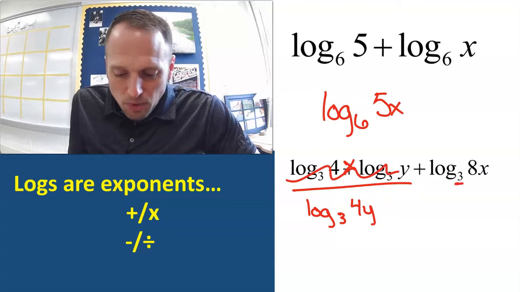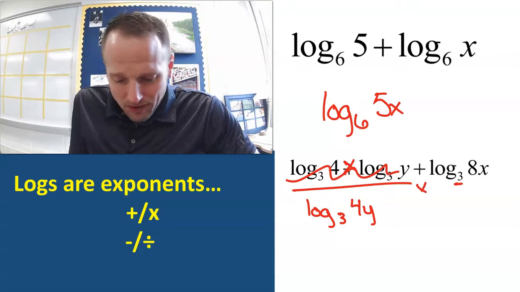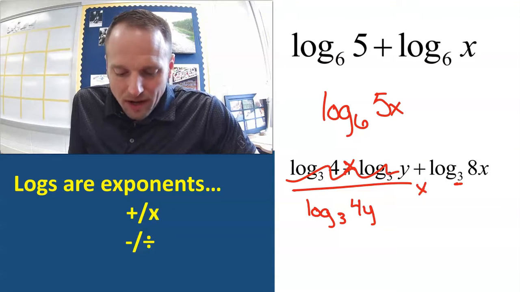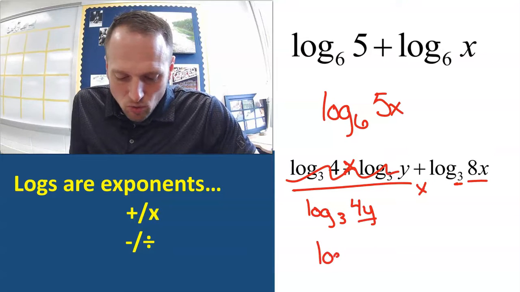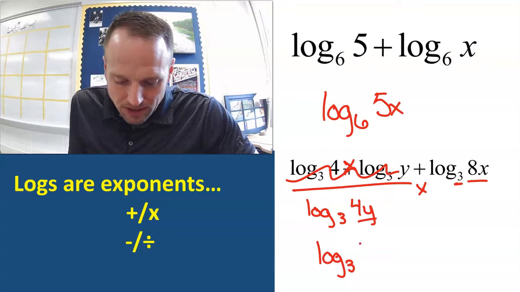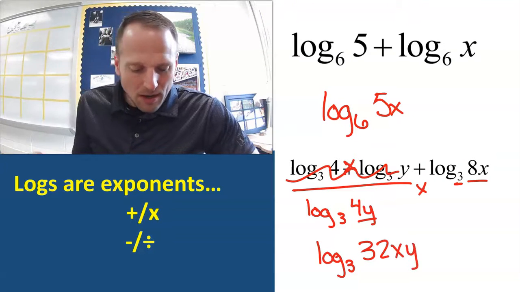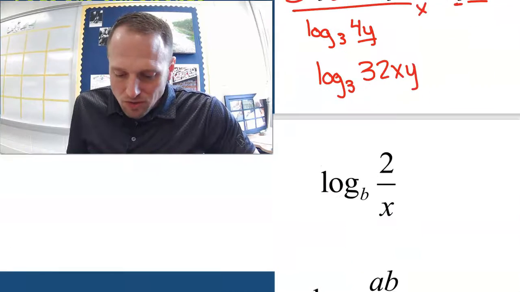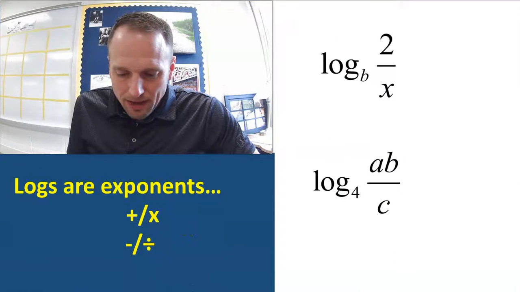Now, the next part also has a base of 3, so we can add those. But remember, to add, we have to multiply again. So we're going to have to multiply the 4y times the 8x. So what is 4y times 8x? Well, 4 times 8 is going to be 32, and x times y is just going to be xy. So that's what we've got. So this really isn't too bad.